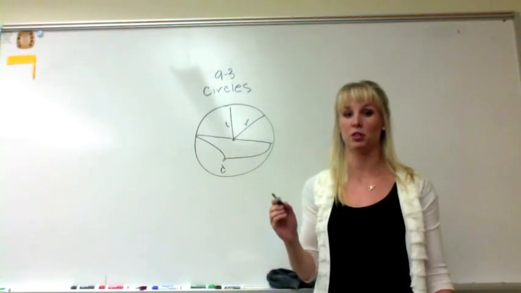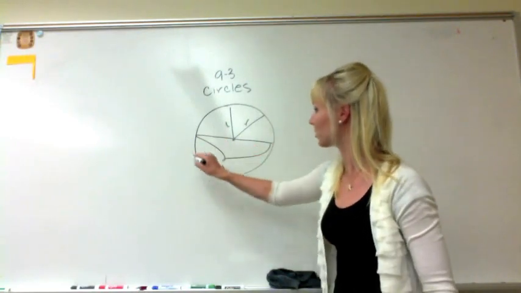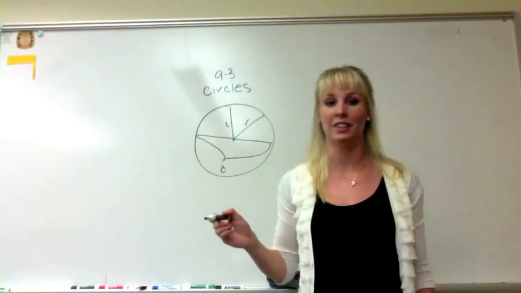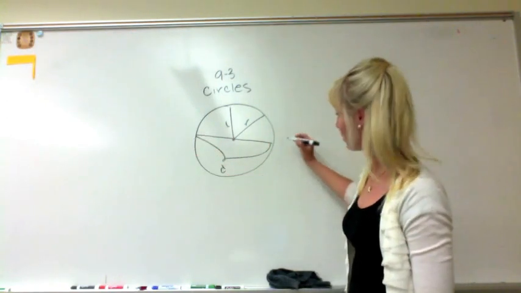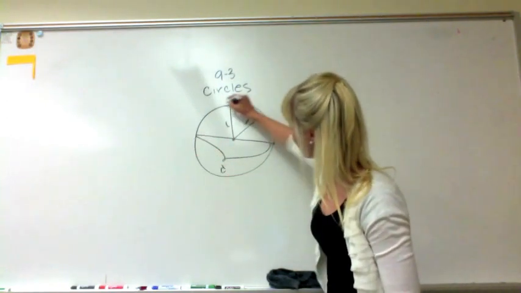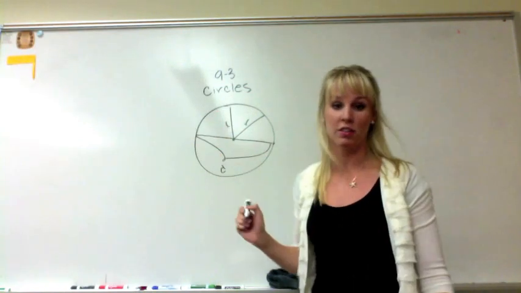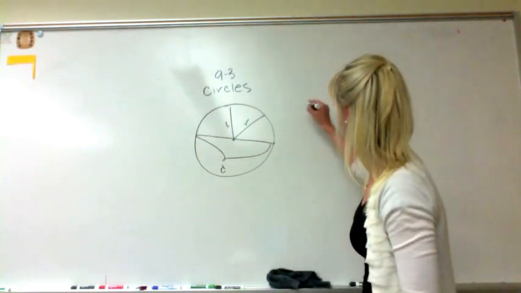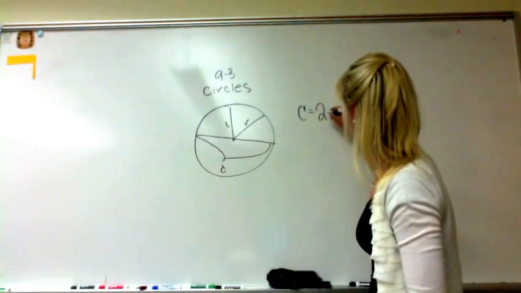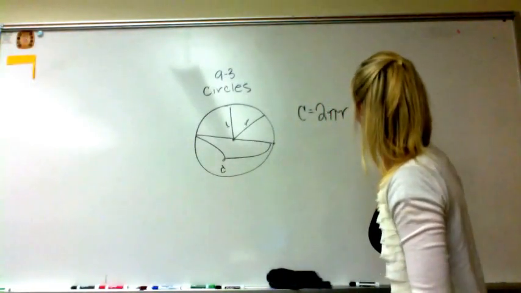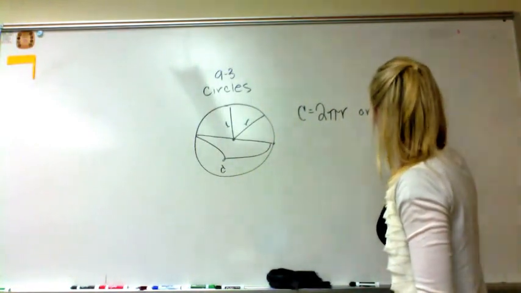The circumference of a circle is the total distance around that circle. So if you're running around this circle, it'd be how far you had to travel, if you started here, to get all the way back to where you started. The formula for the circumference of a circle is equal to either 2 pi r or pi times diameter.